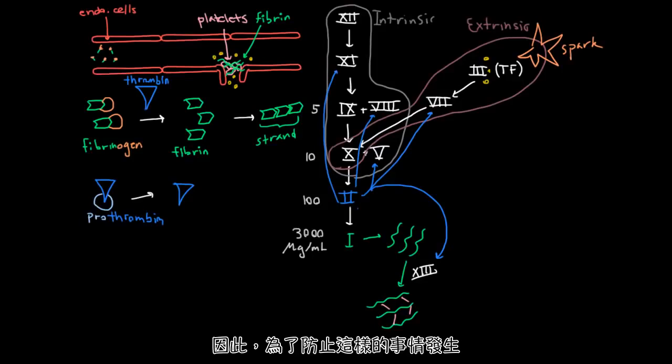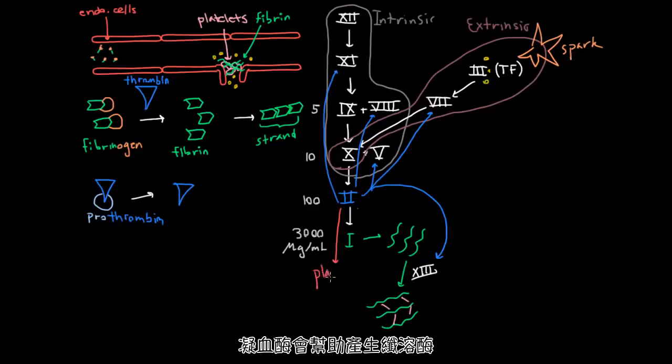So to keep that from happening, there are some negative feedback loops. And like much of the other steps in this picture, they're governed by thrombin. So one thing that happens is that thrombin helps create plasmin from plasminogen, much the way it helps create fibrin from fibrinogen. And this plasmin acts directly on these mesh networks of fibrin and breaks them apart.